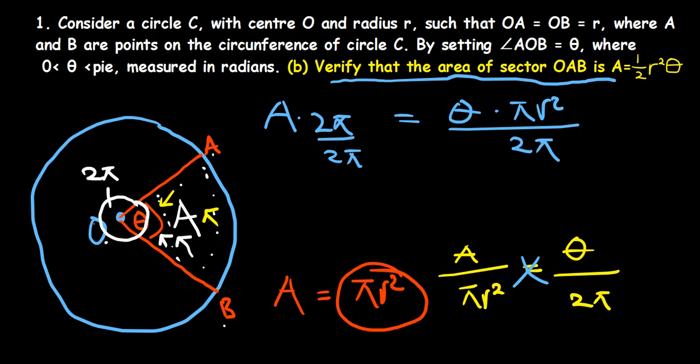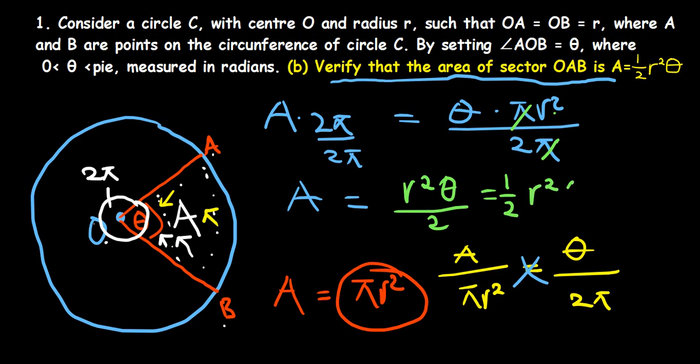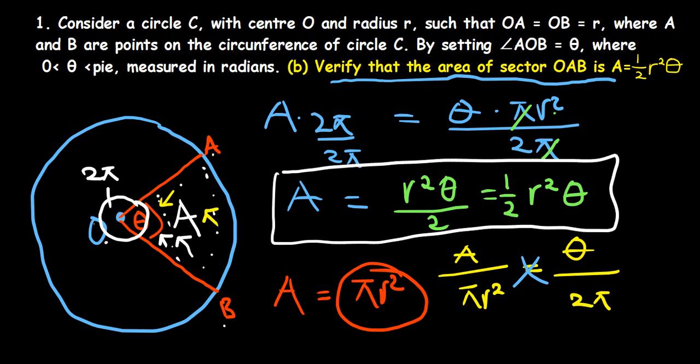Okay, so it means our area is going to be equal to, so we see that the pi and the pi will cancel. So what are we remaining with? Theta multiplied by r squared divided by 2. So I can write that as r squared theta divided by 2, which is the same as 1 over 2 r squared theta. So we've proved the formula for finding the area of the sector. That's how you prove the area of the sector. Let's go to the next one.